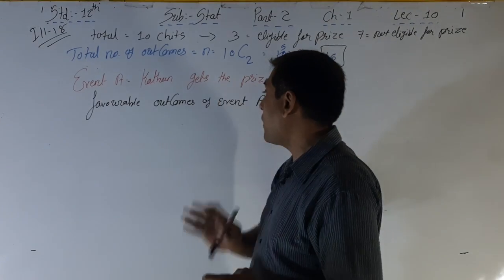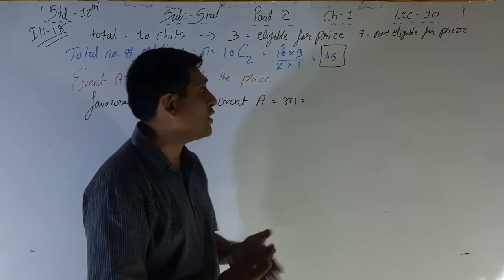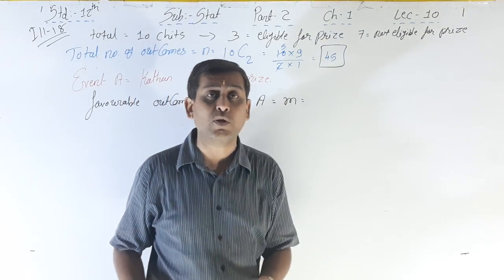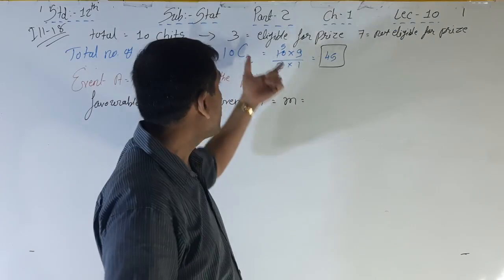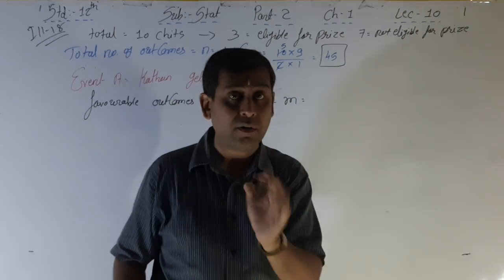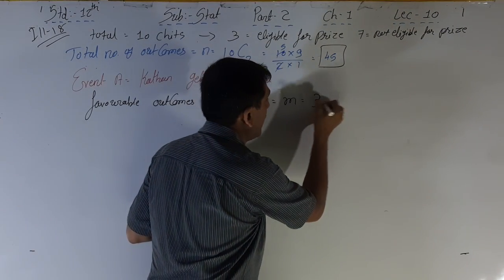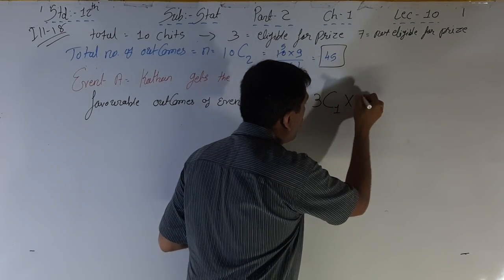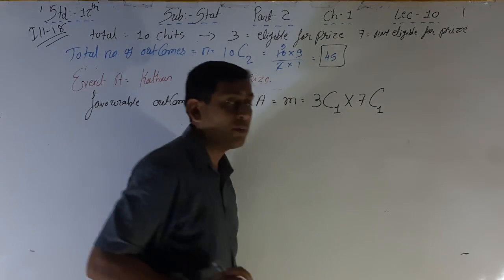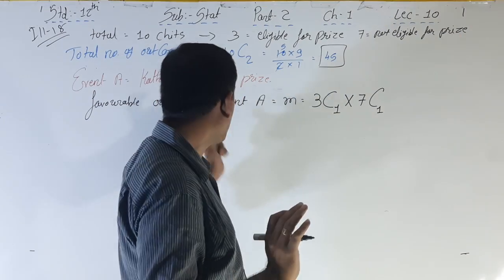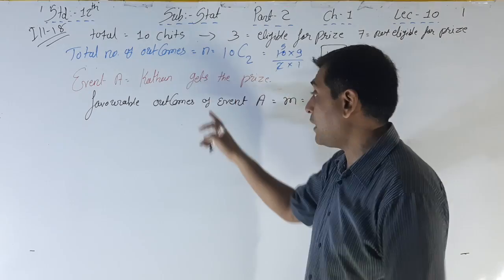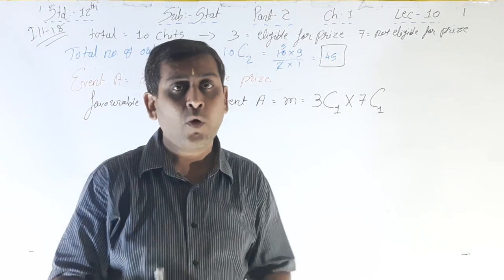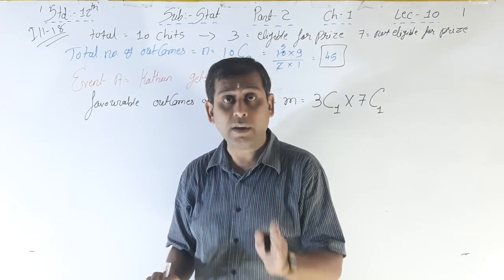Okay, see, favorable outcomes of event A, that is M is equal to, whatever I told you. First, what is the first possibility? Kathan gets 1 cheat from this and 1 cheat from this. So here the first possibility is that Kathan selects 1 cheat from the prize and 1 cheat from not eligible for prize. But ultimately the point is that the event is complete, Kathan gets the prize. Yes, on 1 cheat or on both the cheats, whatever is there, but the main point is Kathan gets the prize.